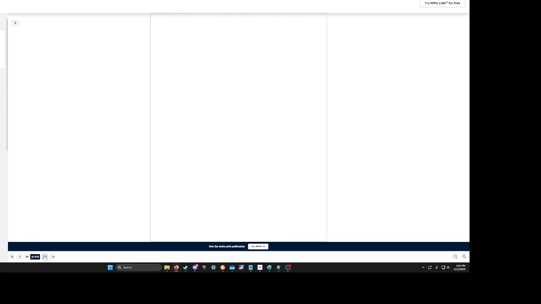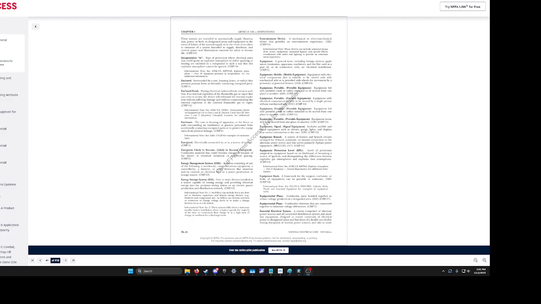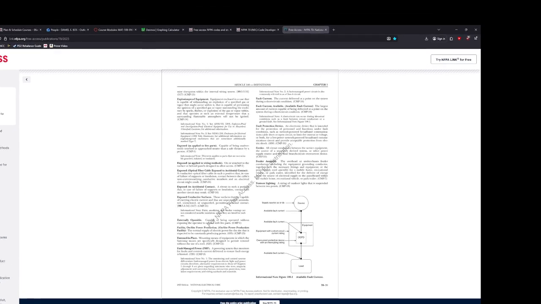Skip a page. Then over here, the only one we have is energized: electrically connected to, or is a source of voltage. Pretty simple. Hit the page again. Fault current: current derived at a point in the system during a short-circuit condition.